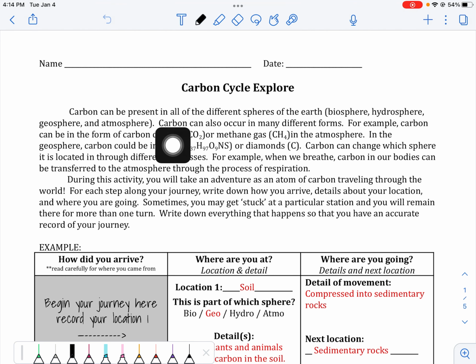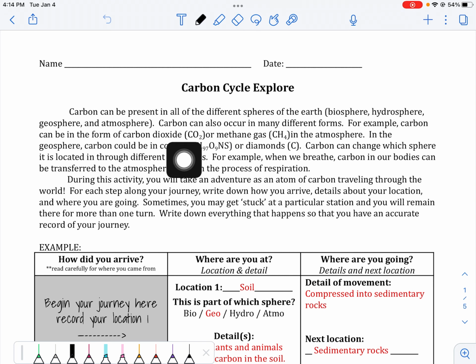Carbon is present in all the different spheres of the earth. So these are all the different categories of natural things on earth. We have biosphere, those are living things, hydrosphere, water, geosphere, rock, and atmosphere, air. So the carbon can move through all of those spheres, and it can occur in different forms in all those objects. For example, carbon in the atmosphere we've been talking about as CO2 or methane gas.